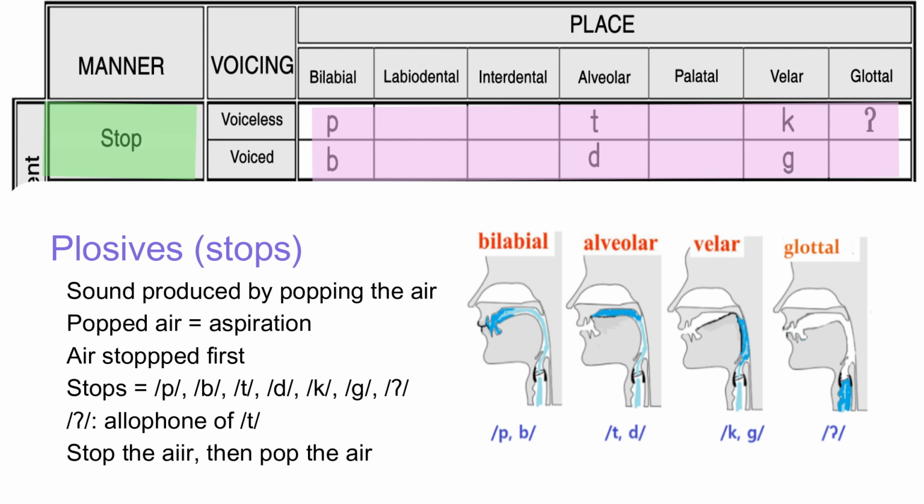With the pairs, pa, ta, ka are voiceless, and ba, da, ga are voiced. Sounds are called voiced when the vocal cord vibrates while the sounds are produced.